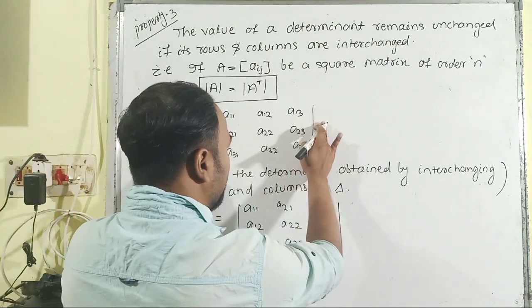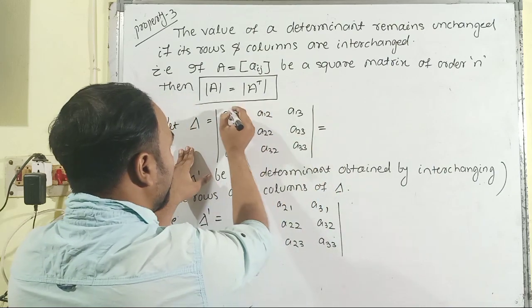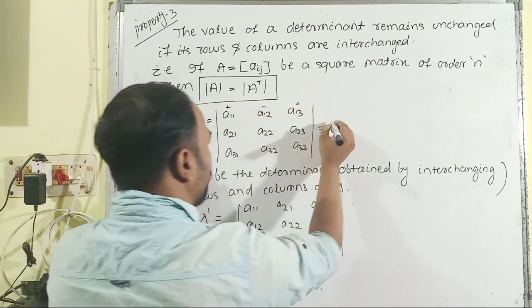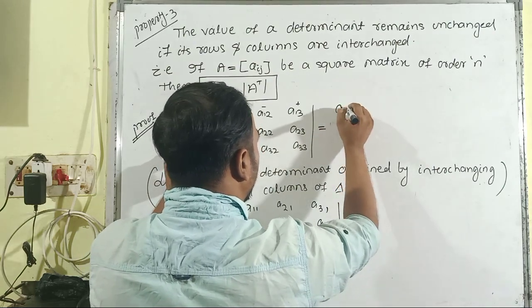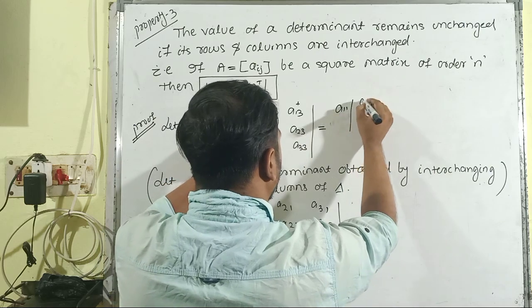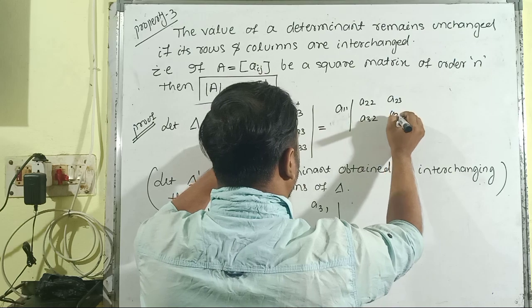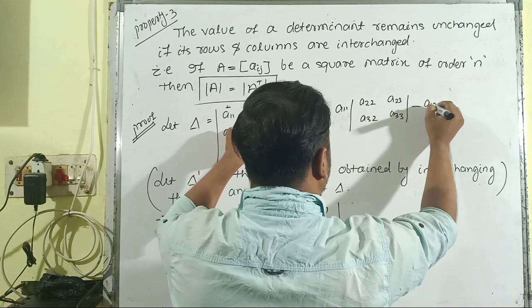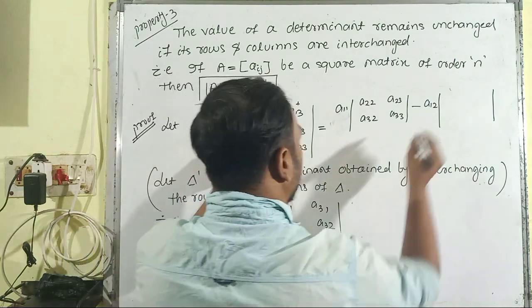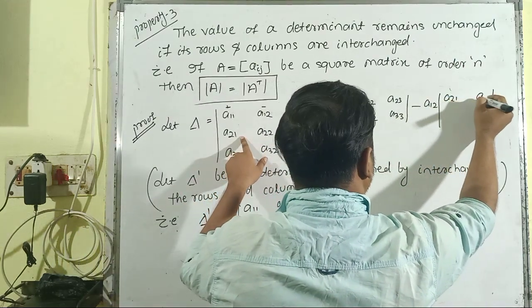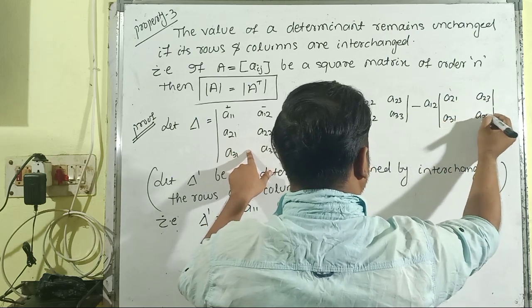Let us expand it along row 1. Expanding along row 1, the signs are positive, negative, positive. So here it is a11 multiplied with the determinant a22, a23, a32, a33, minus a12 multiplied with the determinant. Cancelling, here it is a21, a23, a31, a33.